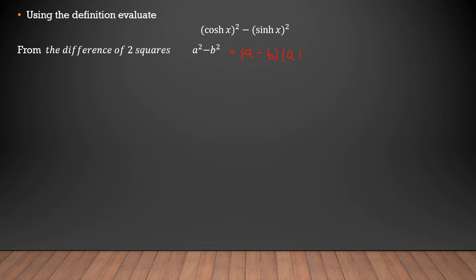Take it a plus b. That's simply what? Difference of two squares. So we're going to apply difference of two squares. That means we're going to have cos x minus sin x, and then into cos x plus sin x. That's what I've applied there.